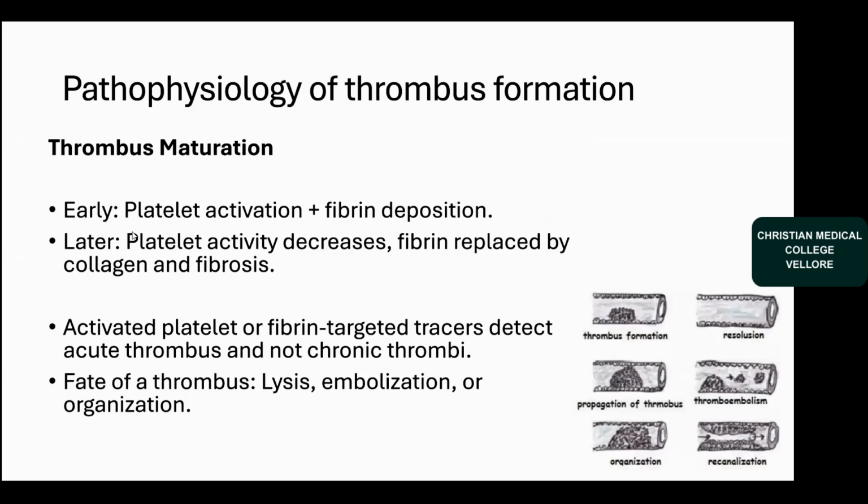Next, pathophysiology of thrombus maturation. In an early thrombus, there will be platelet activation and fibrin deposition. These are the most important things. Whereas in the later phases, the platelet activity decreases and fibrin is replaced by collagen and fibrosis. So if we take platelet activation-specific targets or fibrin-specific targets, they are more likely to pick up an acute thrombosis, not a chronic thrombus.